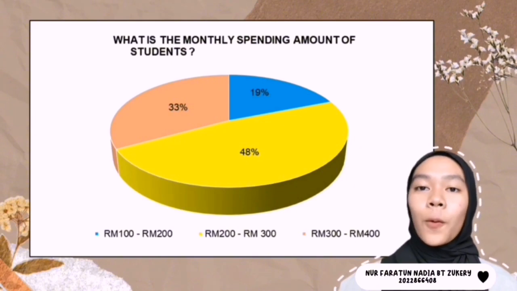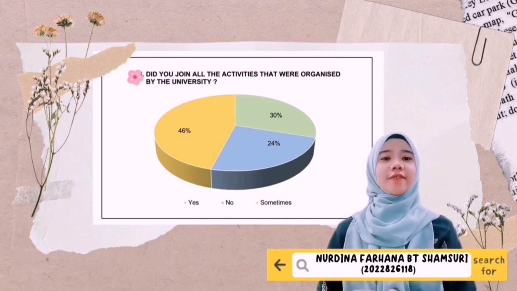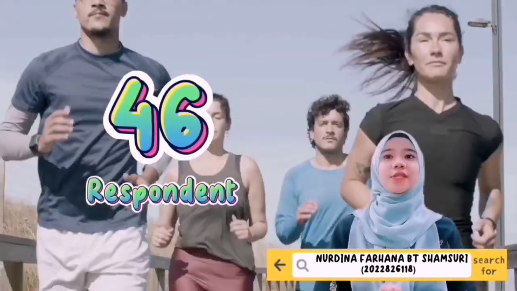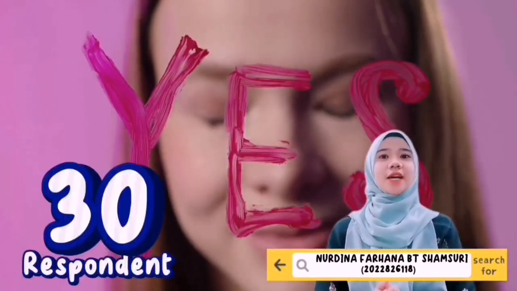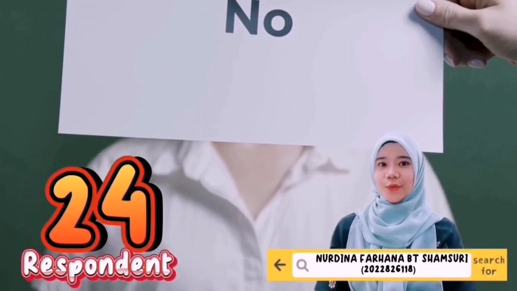monthly spending low. Based on the question, it is about participation in activities that are held by the university. As we can see, there are 46 respondents choosing sometimes, 30 respondents choosing yes, they are joining, and the rest are choosing no.